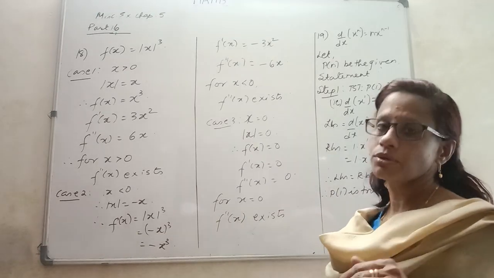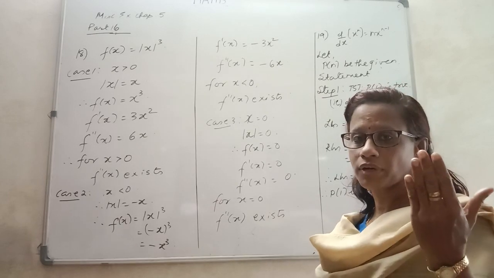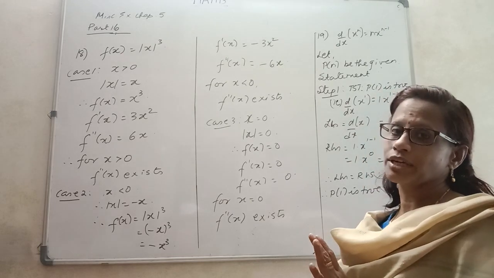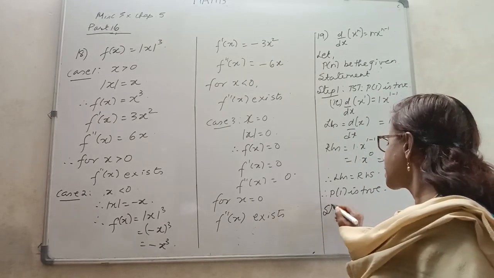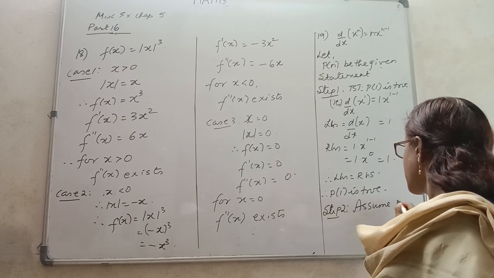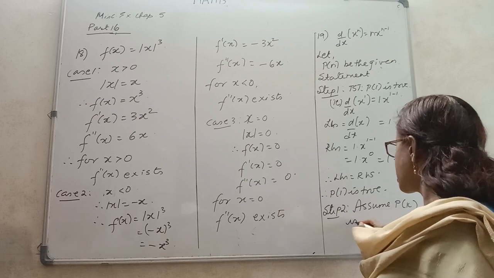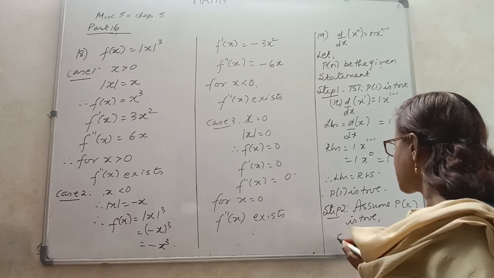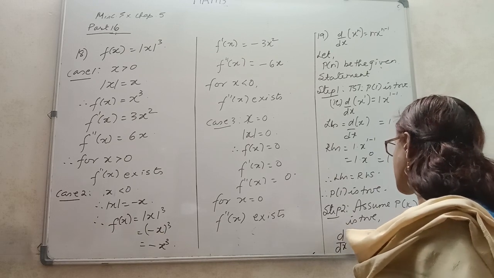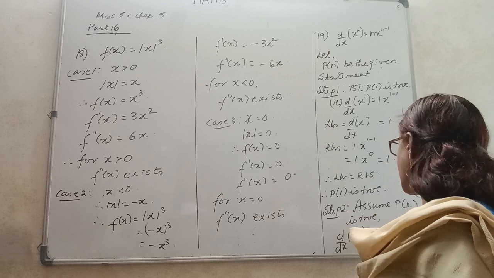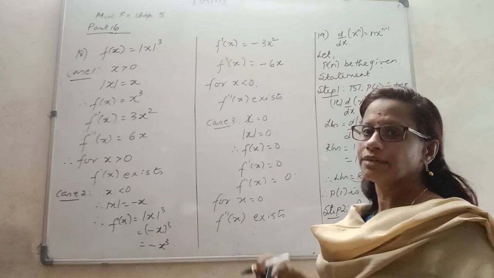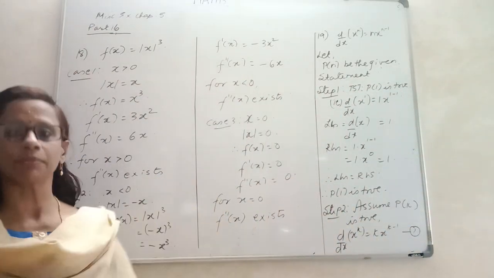To show that P of 1 is true, and extend the result for n equal to k, assume the result for n equal to k, and show the result for n equal to k plus 1. So let's go for step 2. Step 2 is assume P of k is true. What does that mean? It means that d by dx of x raised to k is k x raised to k minus 1. So we assume this, and then, as I told you, we'll have to show that n equal to k plus 1 is true.